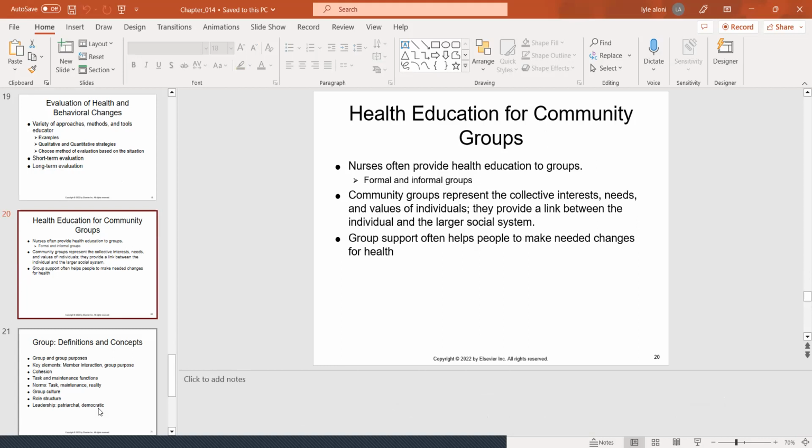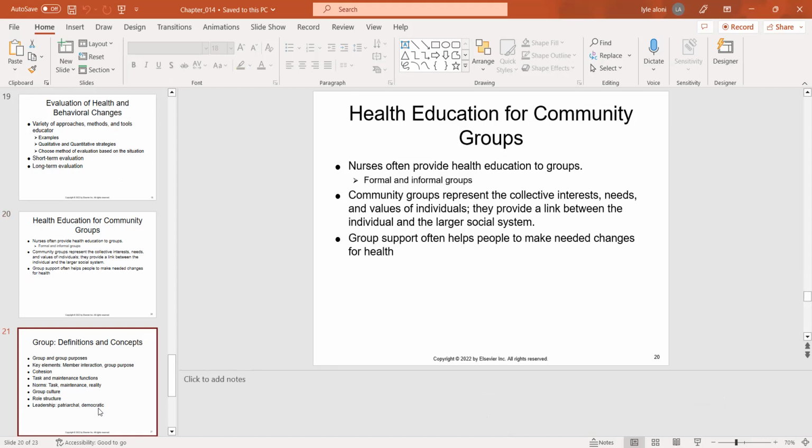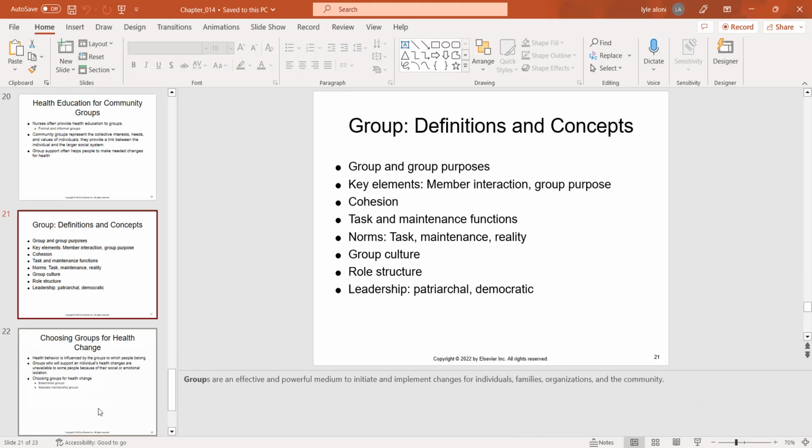So nurses will often provide health education to groups. We do know that, and we want to take a look at that we have collective interests, needs, and values of the individuals that make a link between the individual and the social system. Group support often helps people make their necessary changes. And we take a look at groups are an effective way to have changes for individuals, families, organizations, and the community at whole. So we look at our member interaction, our cohesion, group culture, role structure, and the leadership.